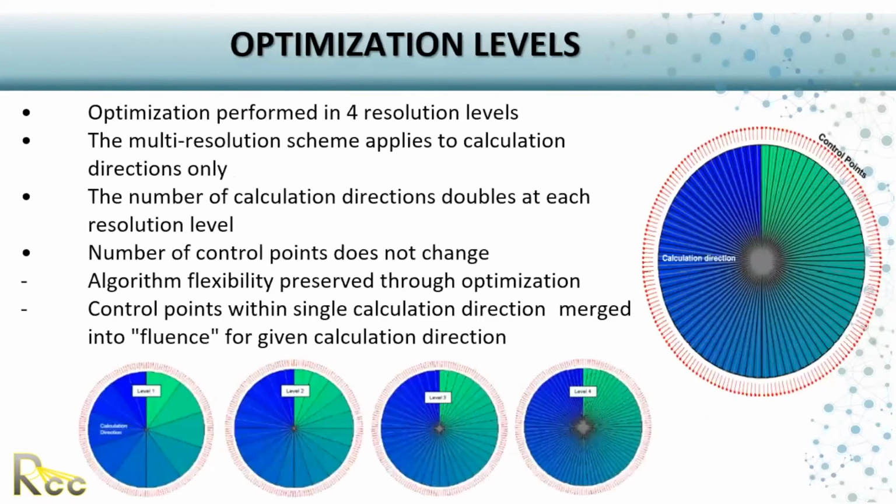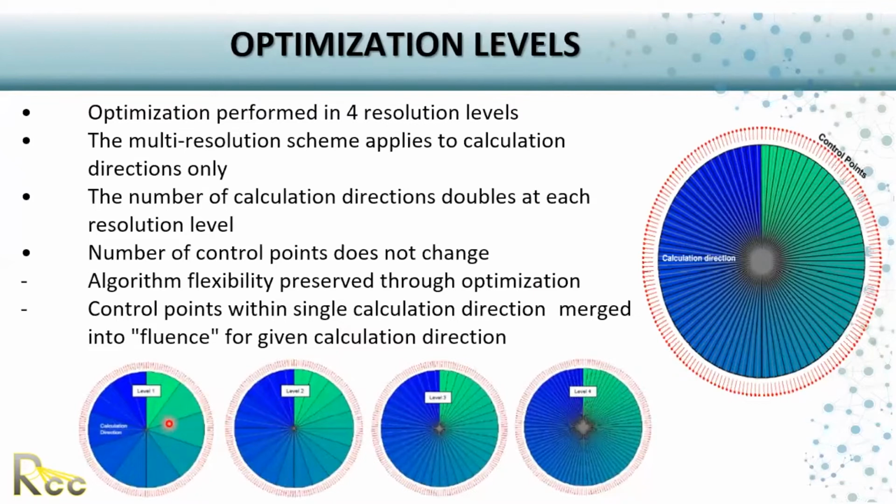And the optimization levels, optimization performed in 4 resolution levels. The multi-resolution scheme applies to calculation directions only. The number of calculation directions doubles at each resolution level. So as you can see here, you have less number of calculation directions and resolution. Then the resolution here is double of this one. So this is level 1, level 2, level 3, and level 4.